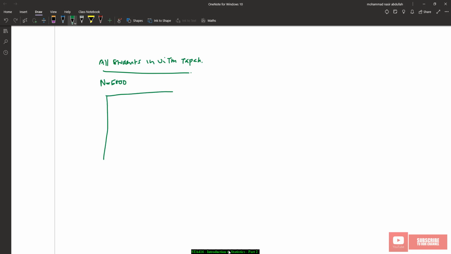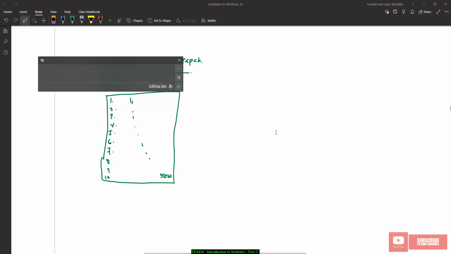So we need to have a complete sampling frame. Where to get a complete sampling frame? You can get it from HEA using their database. So we have 1, 2, 3, 4, 5, 6, 7, 8, 9, 10, 11 until 5,000. The sampling frame must have the name, student ID, phone number, address, program, and semester. So when we select the sampling unit, we can keep track and do a follow up.